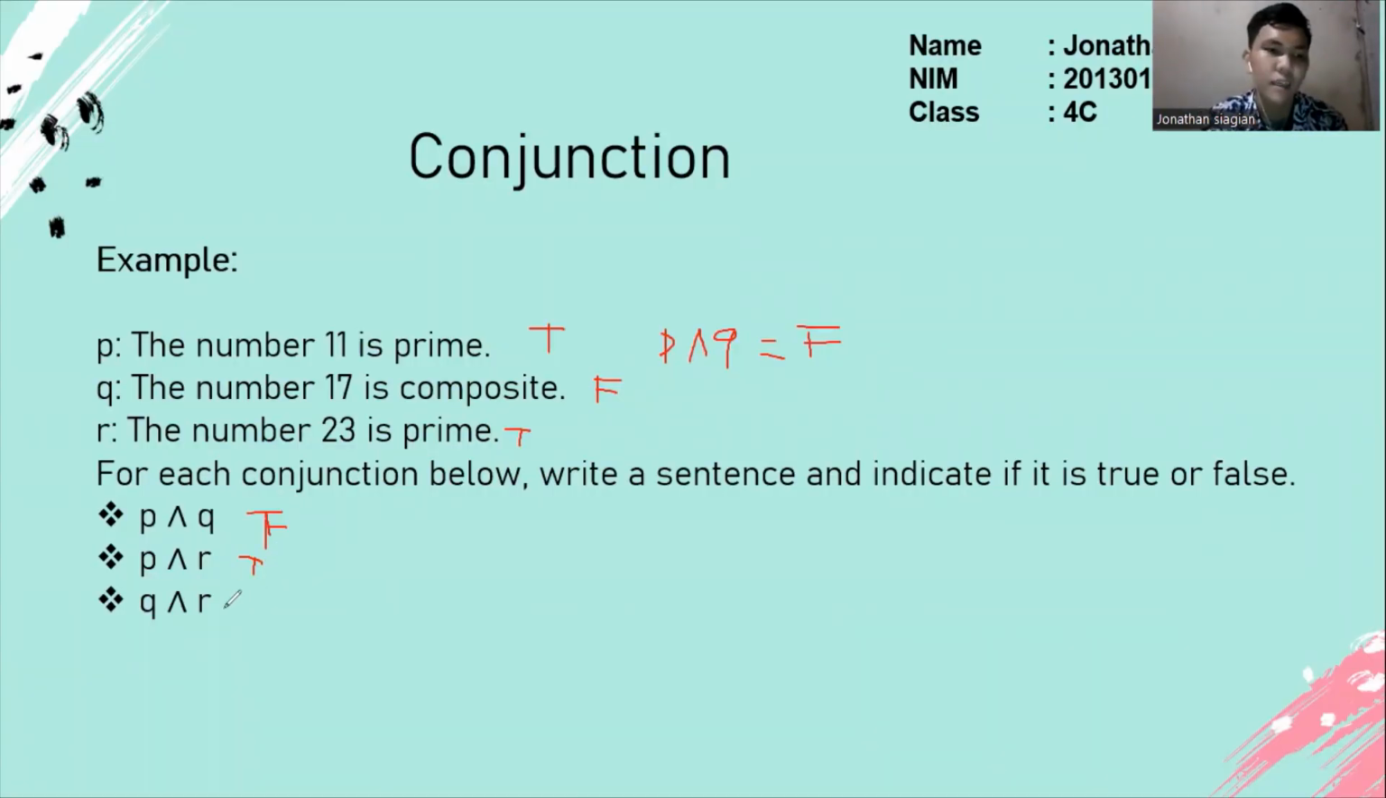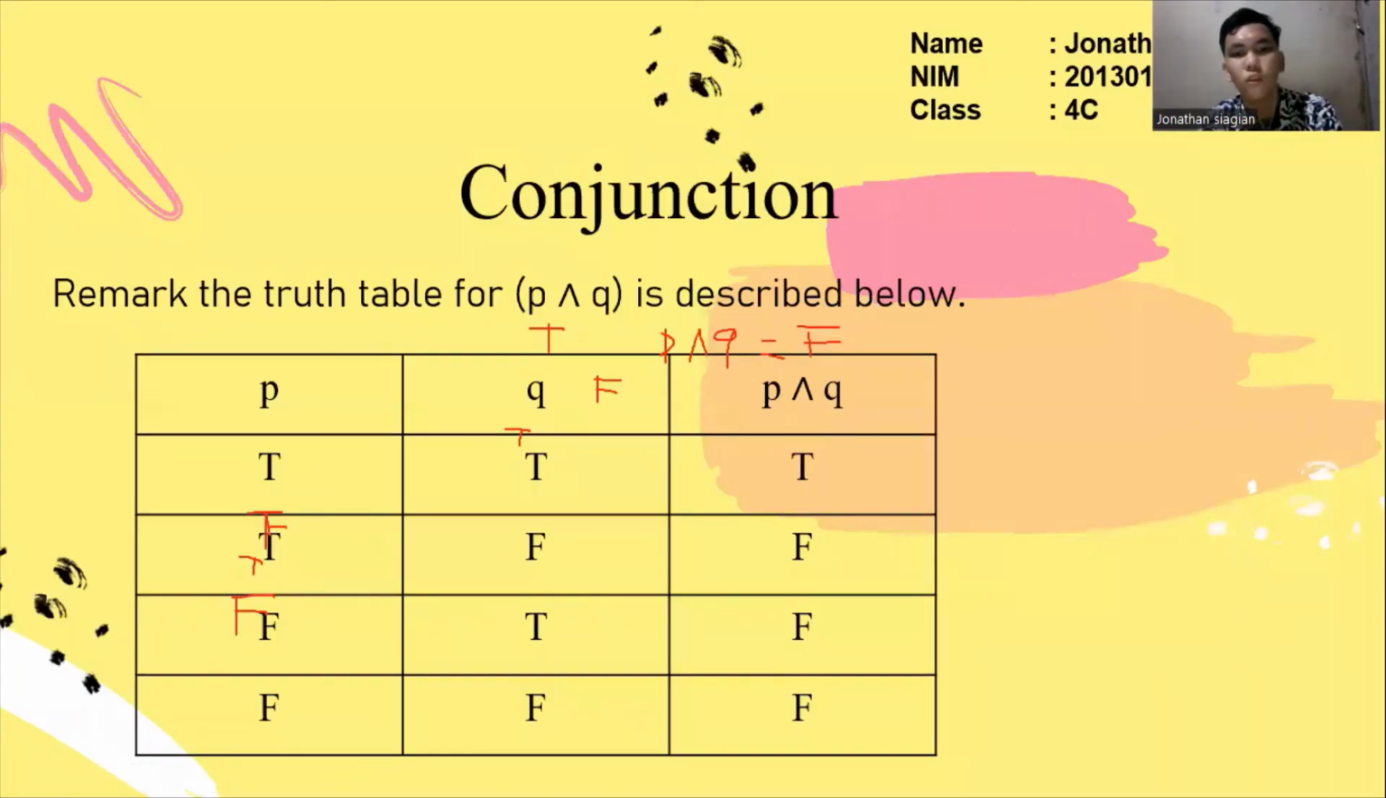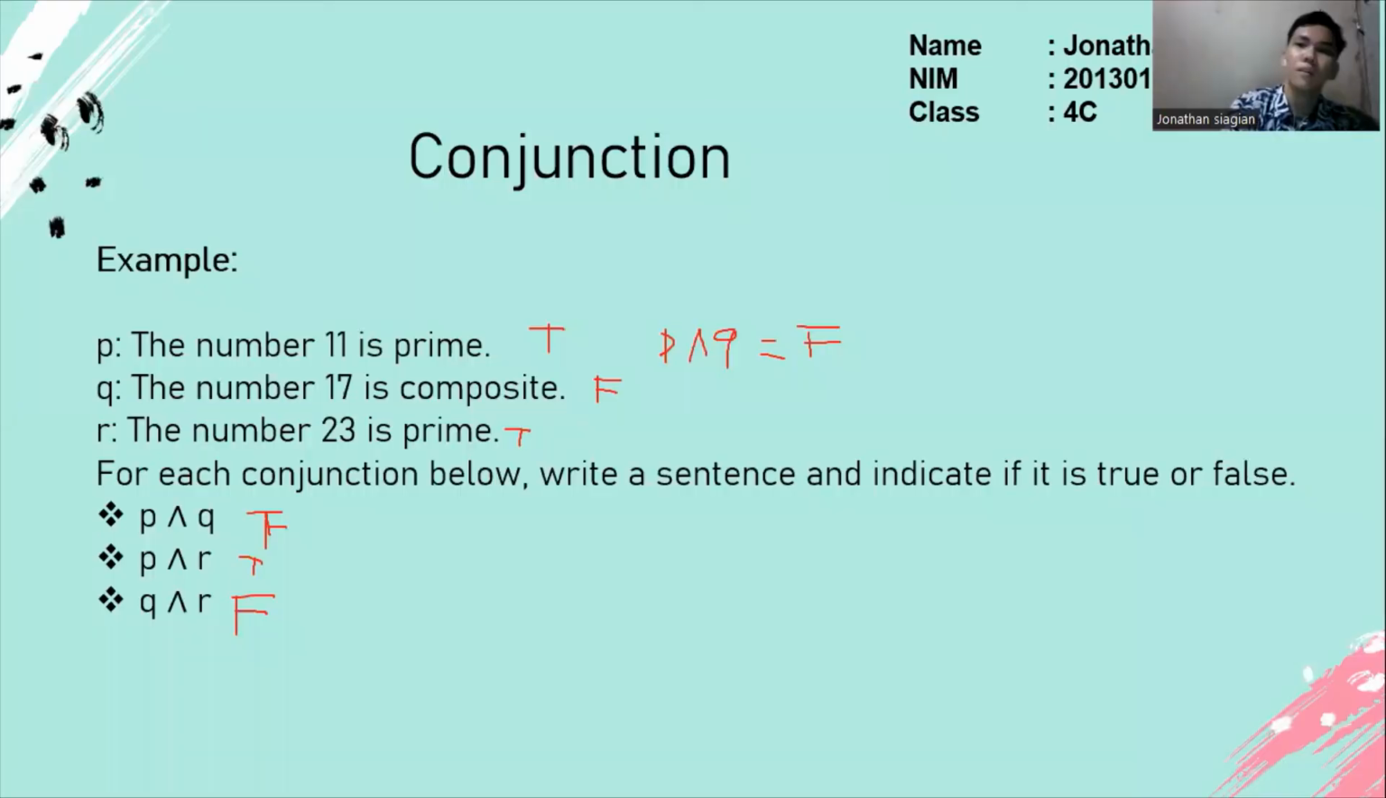And the third is Q conjunction R. We know statement Q is false and statement R is true. Q conjunction R is, yes, false. From the table, if we have two statements, one false and one true, the conjunction is false. You can see in this table: false with true, the conjunction is false. Okay, you can clear all drawing.